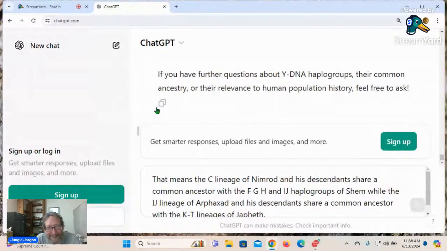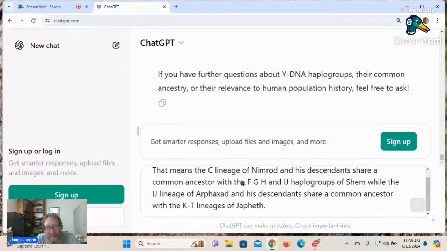So my next question broke it. Either the browser broke, or it could be my computer too, but anyways, it started having trouble answering some of the questions that I was asking. But with this one, it just broke. So I said, that means the C lineage of Nimrod and his descendants share a common ancestor with the FGH and IJ haplogroups of Shem, while the IJ lineage of Arphaxad and his descendants share a common ancestor with the K through T lineage of Japheth.